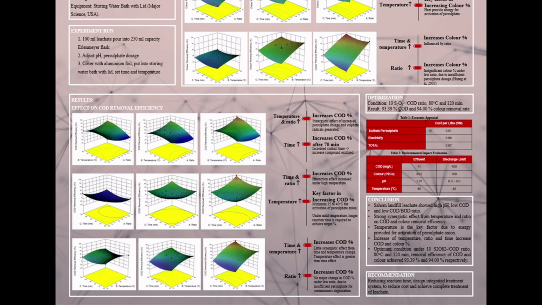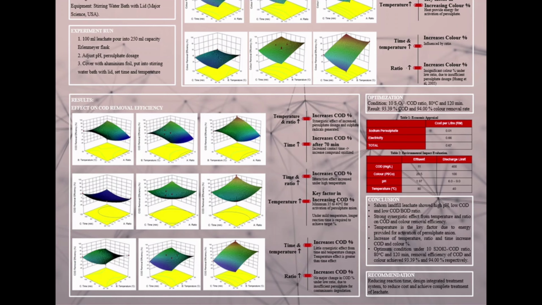Process optimization by using RSM suggests the following optimum conditions: 10 persulfate to COD ratio, 18 degrees Celsius, and 120 minutes. Under these conditions, actual result obtained was 93.39% and 94% COD and color removal rate. Under these optimum conditions, the total operation cost per liter of leachate is 67 cents. Most of the costs come from electricity due to the high temperature and long reaction time.